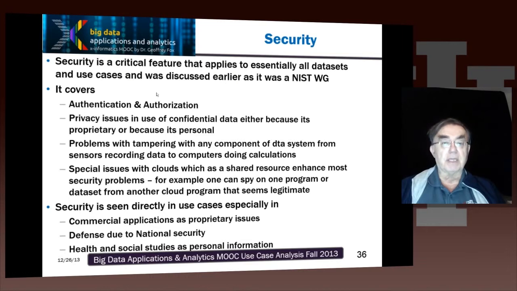I didn't really classify anything as security. When we discussed the NIST activity, we noted there was a security and privacy working group. Security is essentially present in all use cases. And the word security covers many, many areas. Authentication, authorization, how you log in and decide that you use a computer or access a piece of data. There are lots of privacy issues, especially in the healthcare area because of personal data, or in commercial areas due to proprietary data.